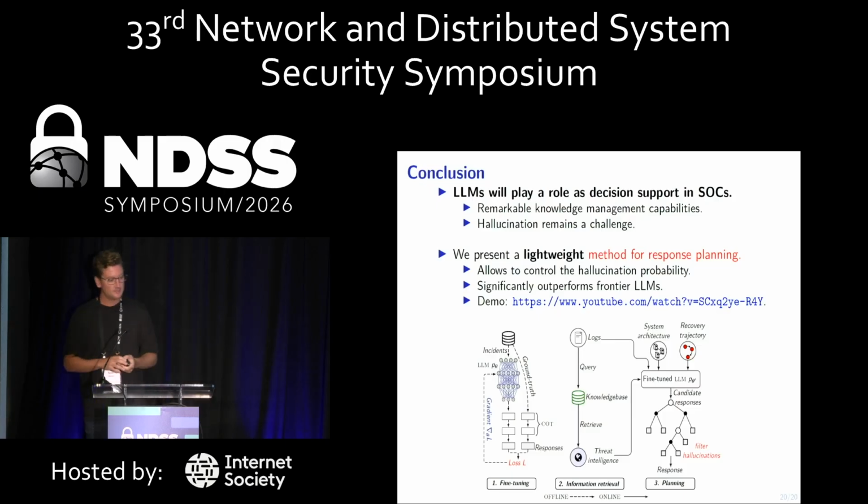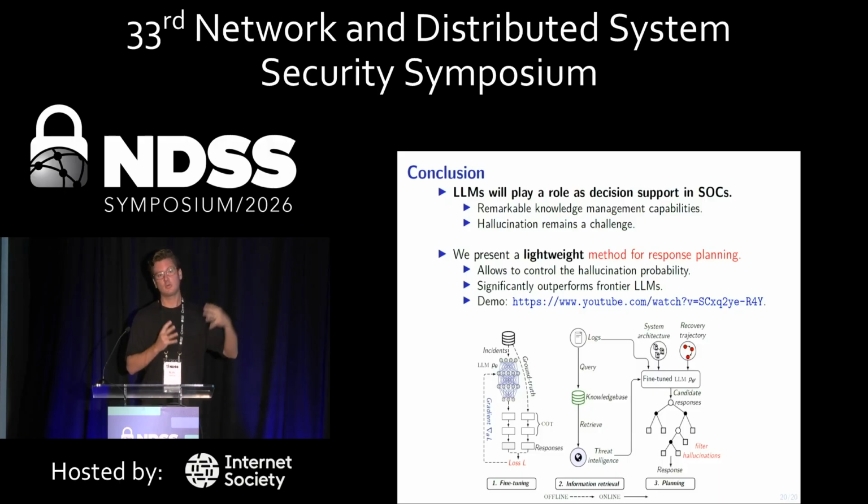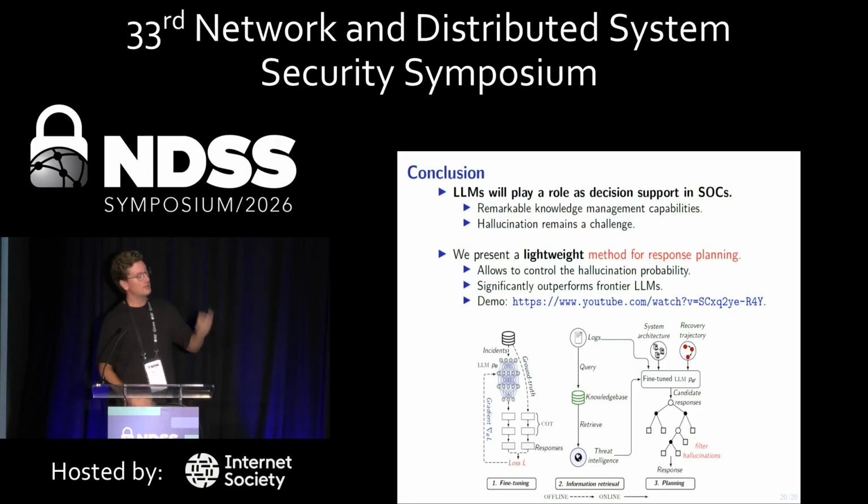So in conclusion, it's very clear, at least to me, that LLMs will play some role in security operations. But in my opinion, the degree of that role will really depend on how we will be able to manage the hallucination risk and how we will be able to build reliable systems from unreliable components. And in this work, we have presented a novel method for incident response planning, which is reliable, lightweight, has theoretical performance guarantees, and significantly outperforms the frontier models on the evaluation scenarios we considered.